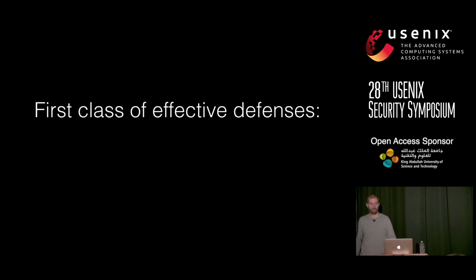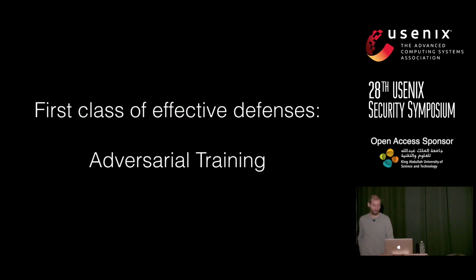So the first kind of defense that's effective is adversarial training. This is the first one that I showed you earlier. This is one of the ones that we tried to evaluate, and we weren't able to show that it was not robust.